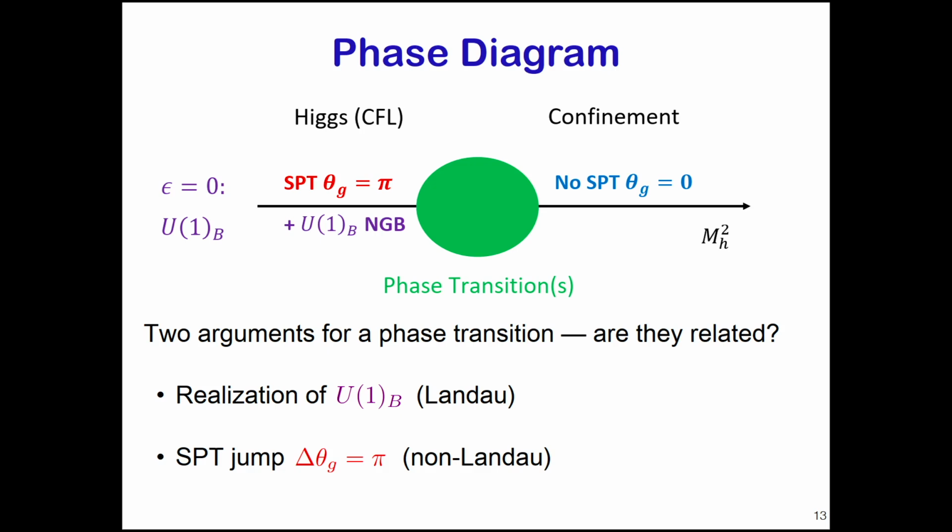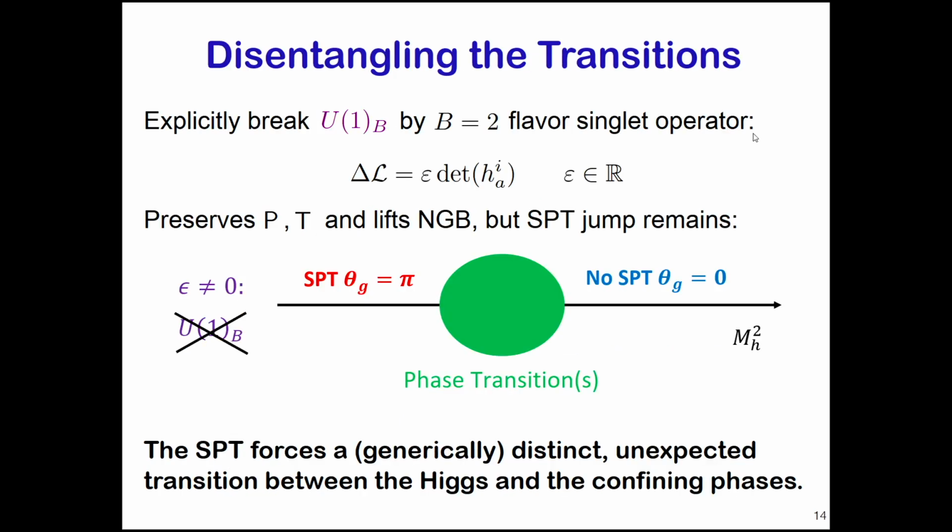And the question is, are those 2 arguments related, or are they decoupled from one another? So basically, I'm asking, is there one phase transition, or are there 2? And I would like to convince you that generically there should be 2 phase transitions. So let me decouple those 2 phenomena for you. In this model, nothing is stopping me from explicitly breaking baryon number, and I'm going to do that by adding the order parameter of baryon number breaking.